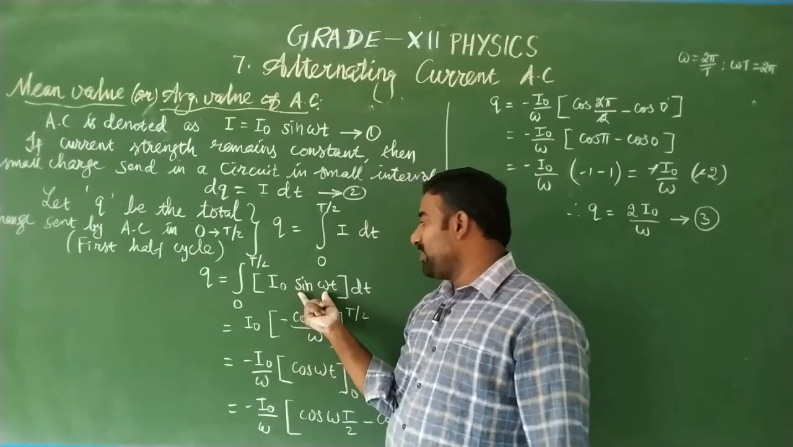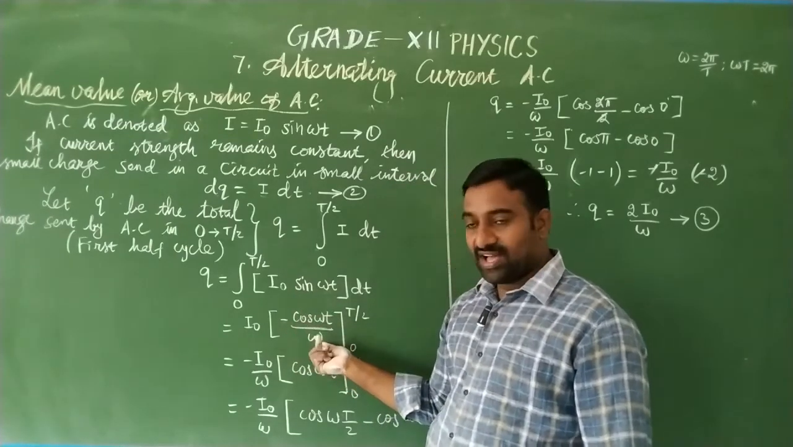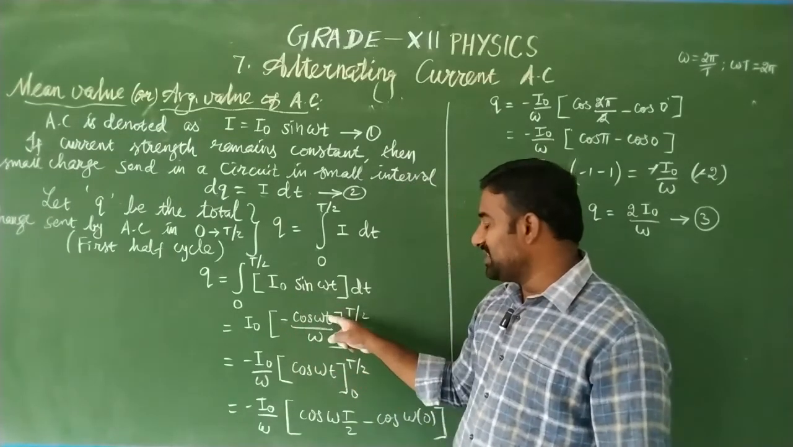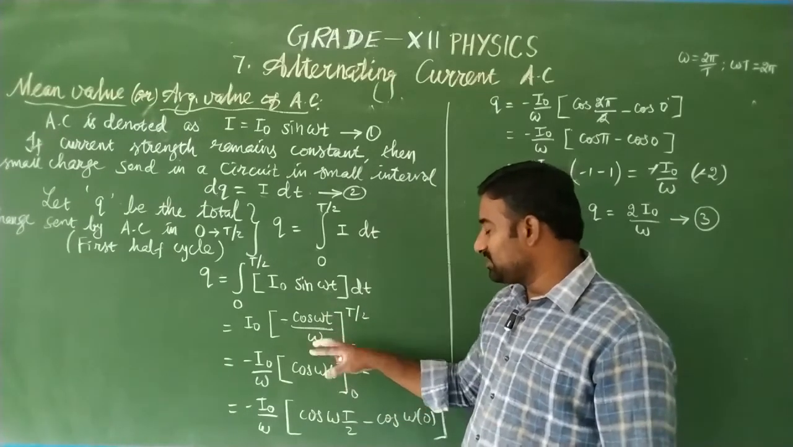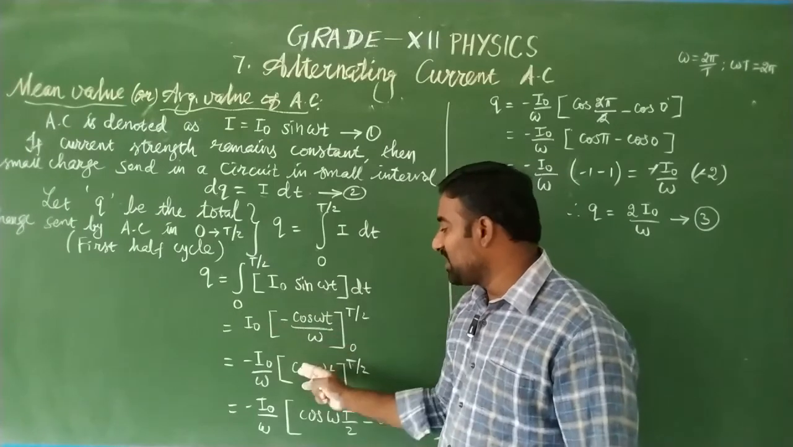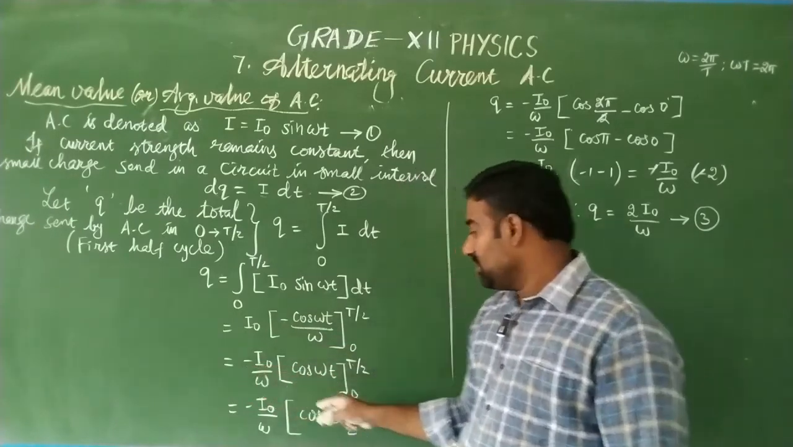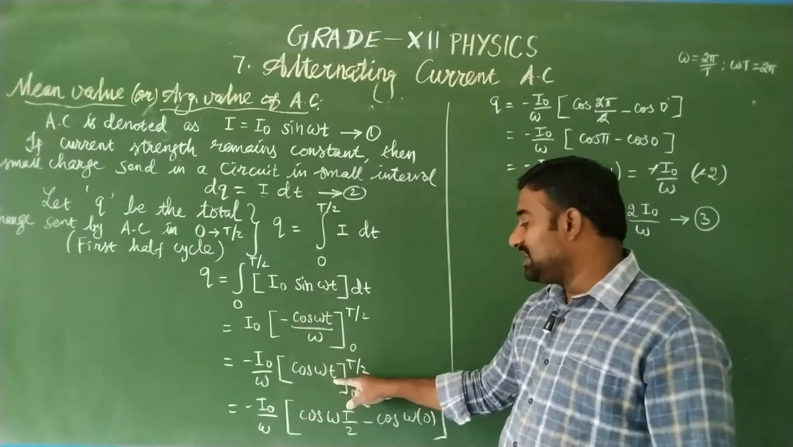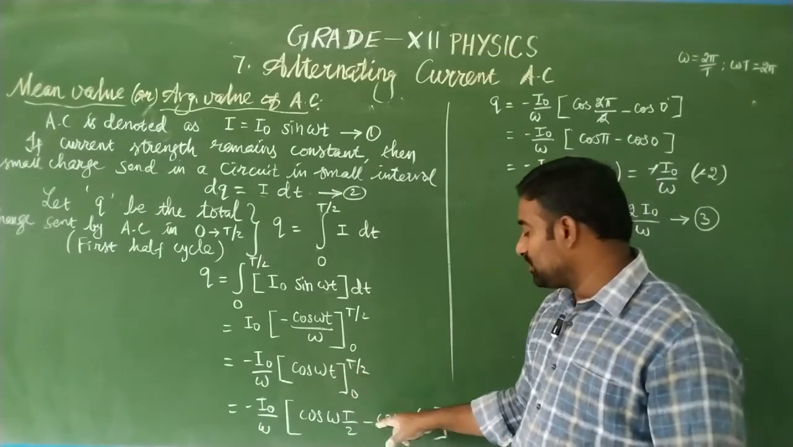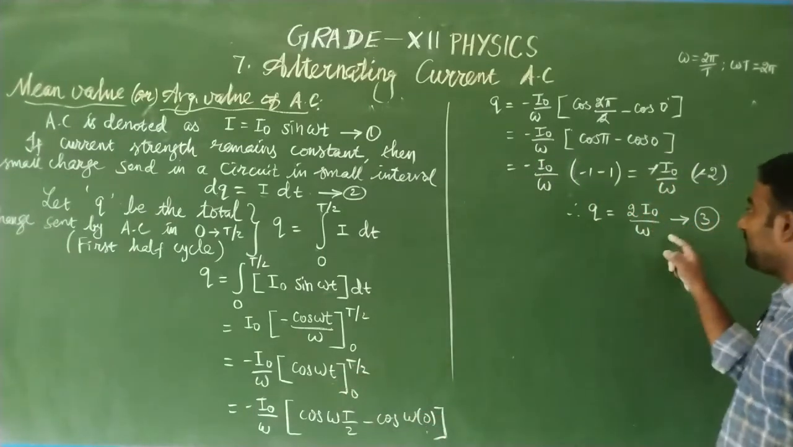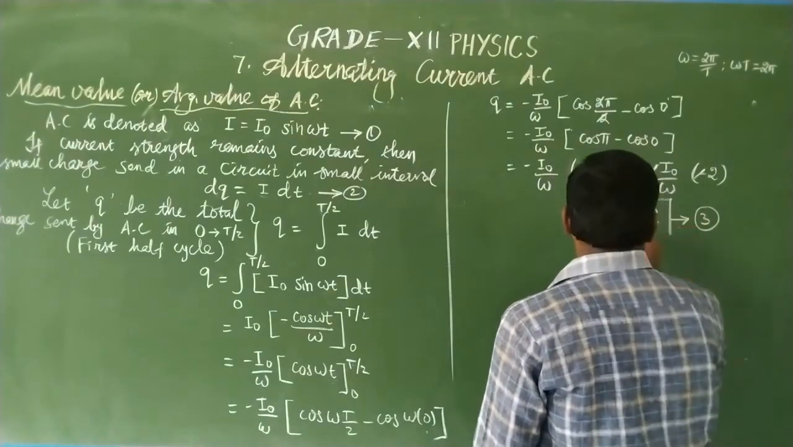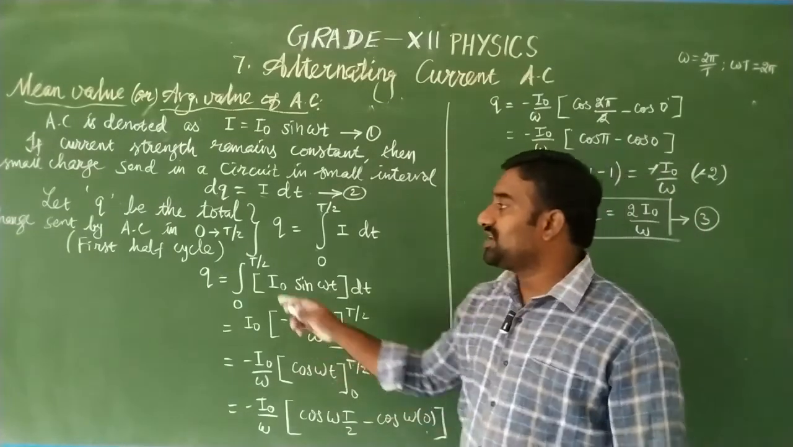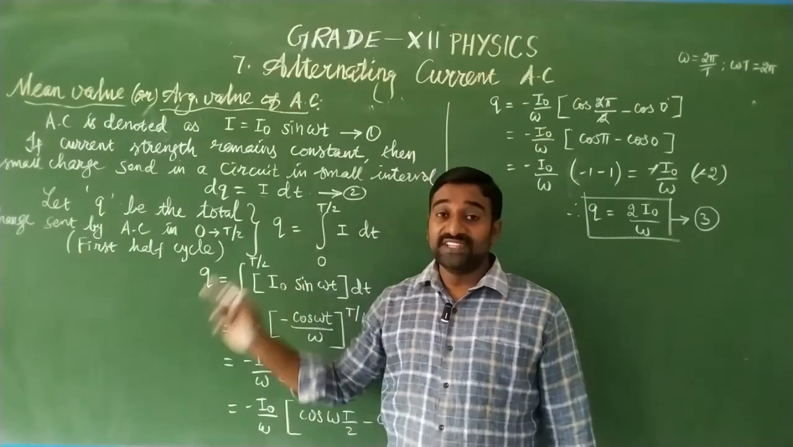After integrating sin omega t, we have minus cos omega t by omega. Then to the t, you are substituting the upper limit and then minus substituting the lower limit. Before substituting the upper limit, I have taken the minus omega constant outside. Then for cos omega t, substitute upper limit minus lower limit, then simplify, and I get this equation. So this is the equation of the total charge, the total charge sent by AC in the first half cycle.